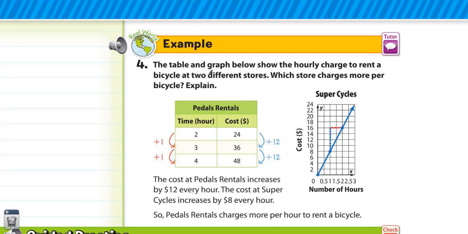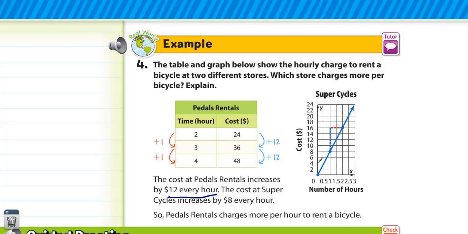Example 4 gives us 2 different places that you could rent a bicycle. So you're traveling somewhere, and you decide to take a day, and you're going to rent a bike and go around the area. And you have 2 places you can go. You can go to Pedal Rentals. You can go to Supercycles. The question is, which one is going to be the best deal for you? So Pedal Rentals, you've got their information in a table. And you can see that every 1 hour change is $12. So Pedal Rentals is charging you $12 per hour.